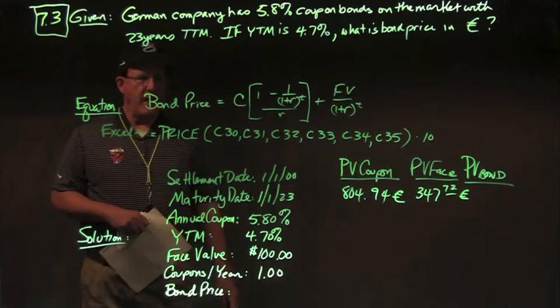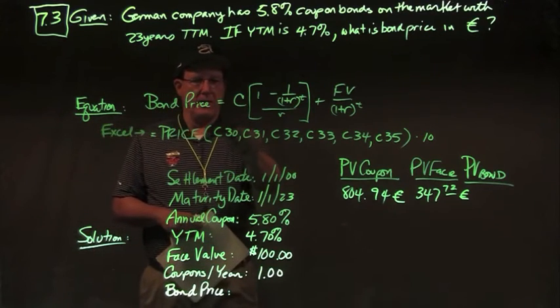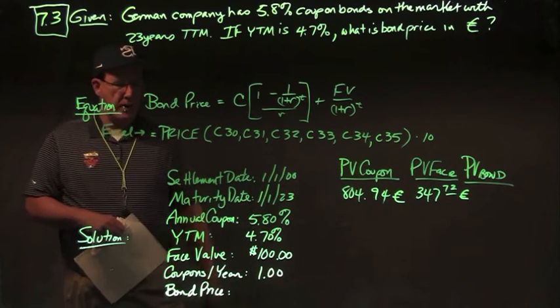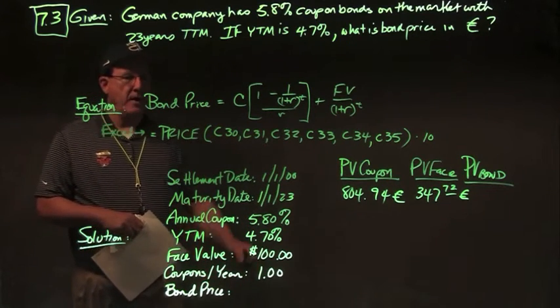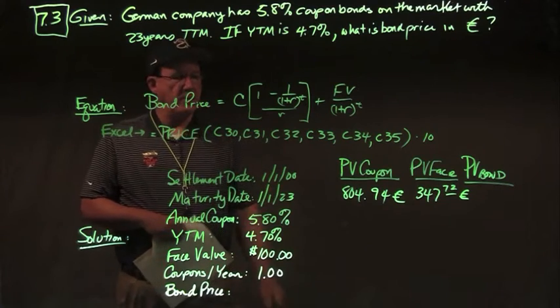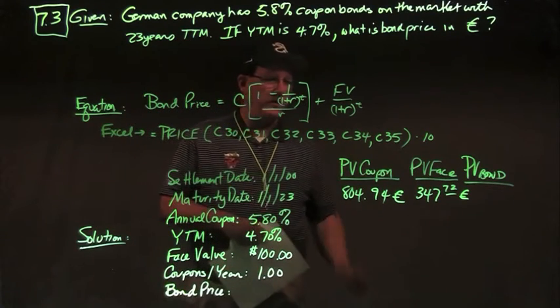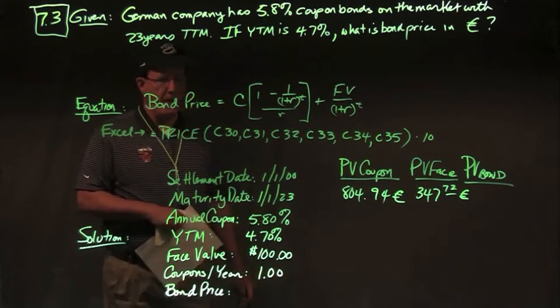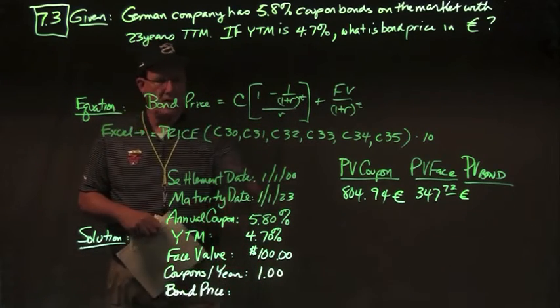So I laid this out. If the givens are in cells C30 through C35, we type =PRICE, looking for the price of the bond, or present value of the bond, left parenthesis C30, comma C31, C32, C33, C34, C35, times 10, because we'll need to multiply that by 10. And here's the syntax for Excel.